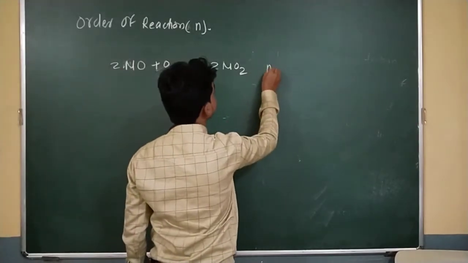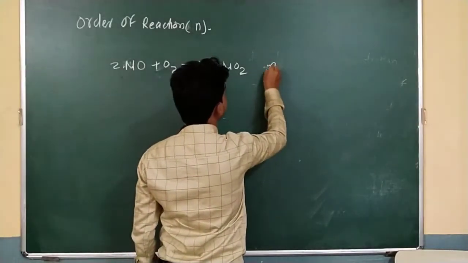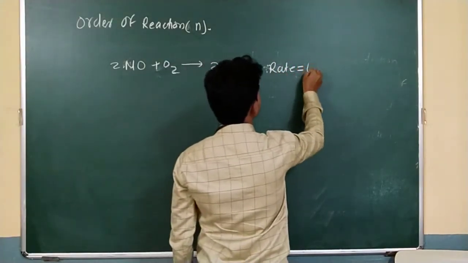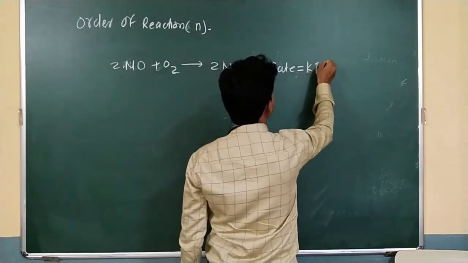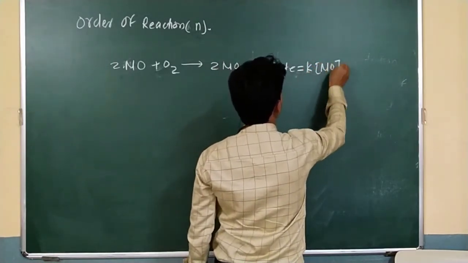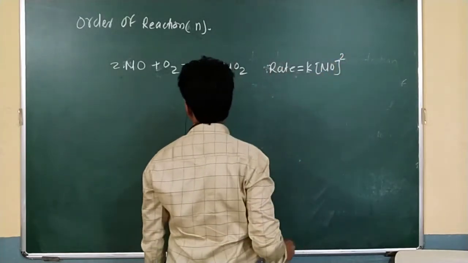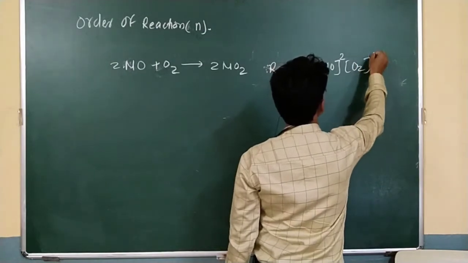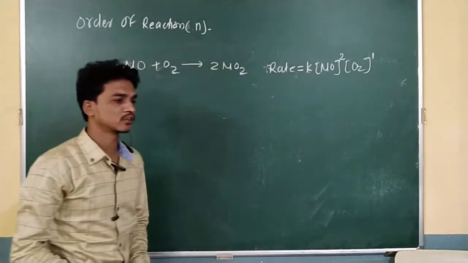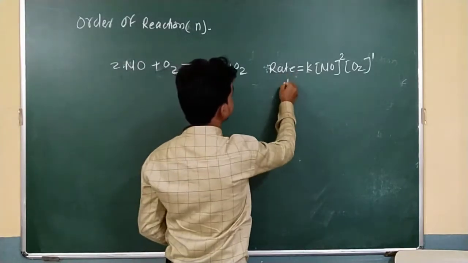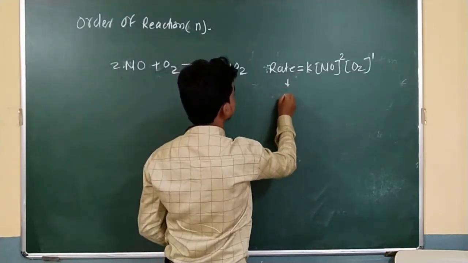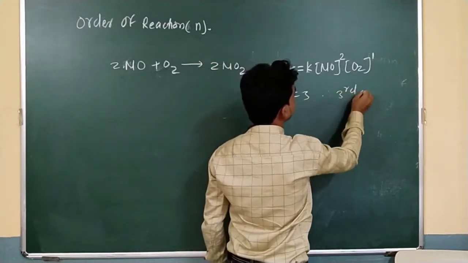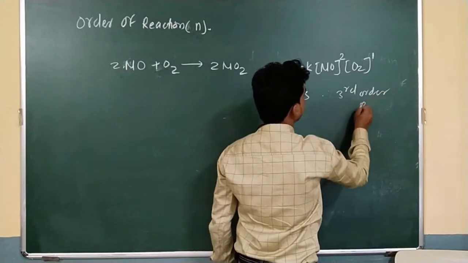That means, to find the order of this reaction, first write down the rate equation for this reaction. Rate is equal to K into concentration of NO, nitrogen monoxide, exponent is 2, into concentration of O2, exponent 1. So I can say the order of this reaction is 3, that is n is equal to 3. That means this is a third order reaction.